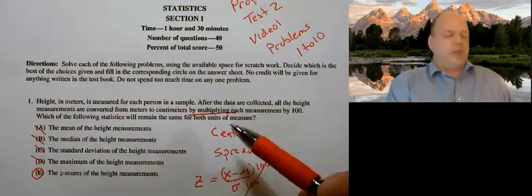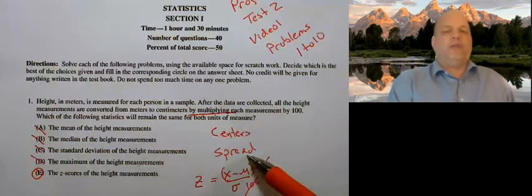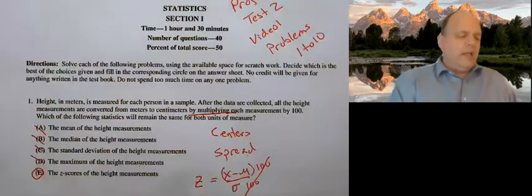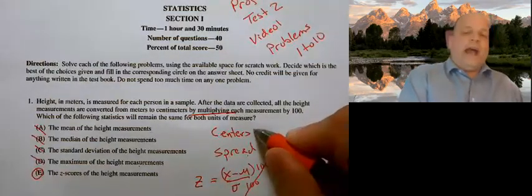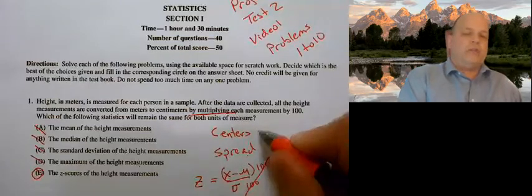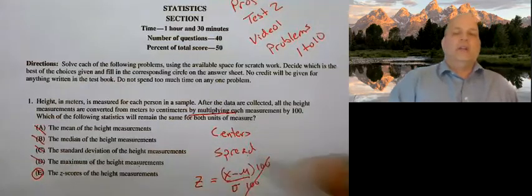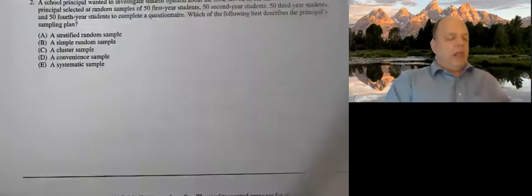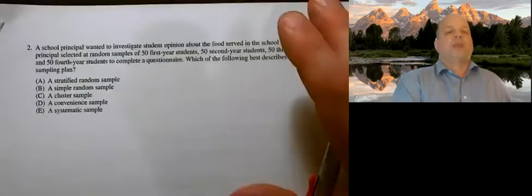So the z-score doesn't change, but the measures of center and measures of spread will change when you're multiplying by a constant. Now, if you're adding, the measures of center change, but the measures of spread do not. Okay? All right. Moving on to number 2.